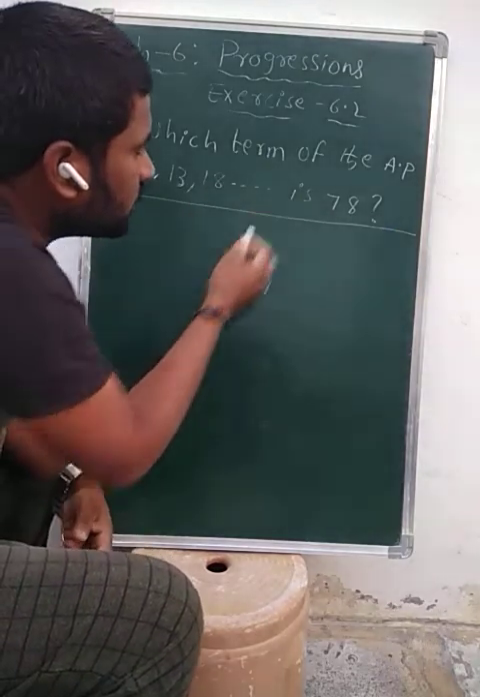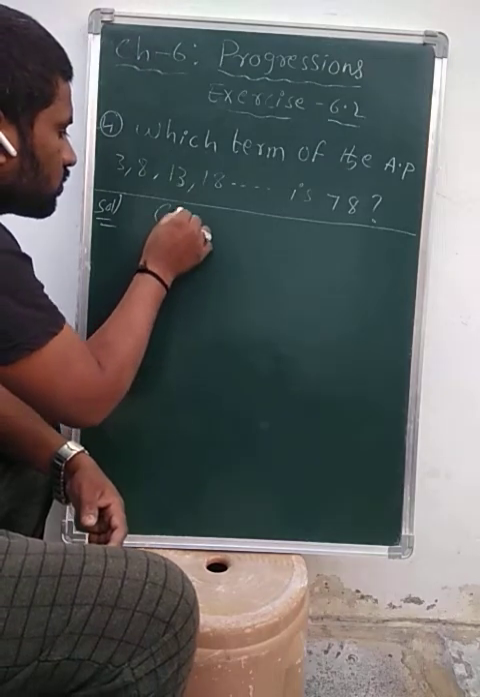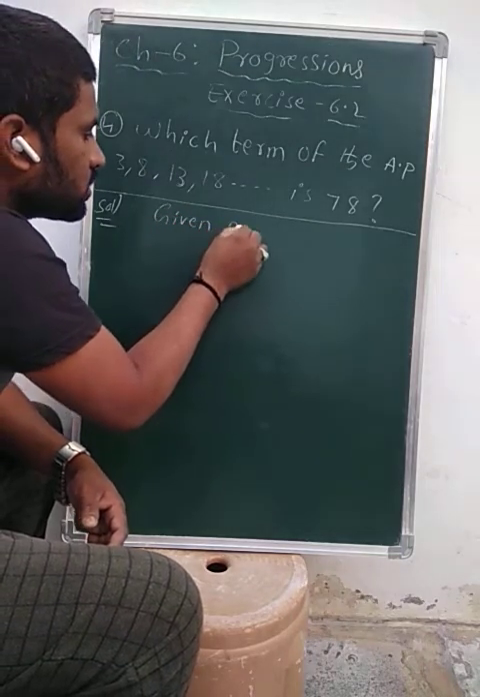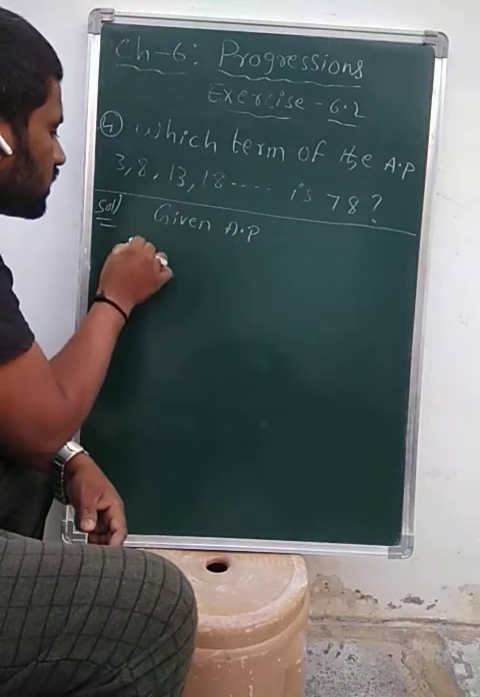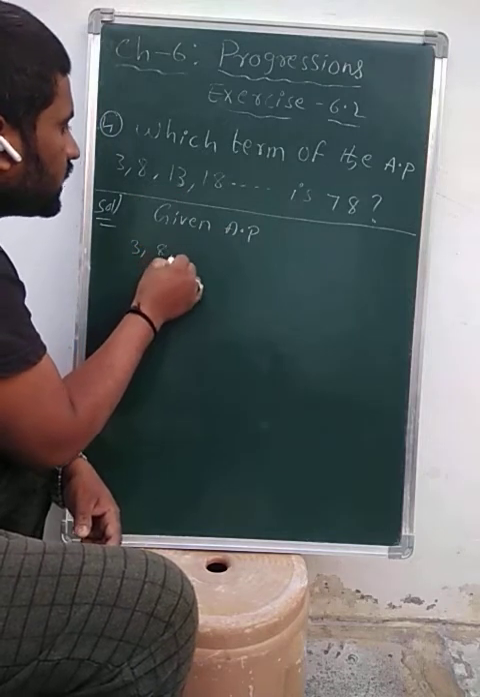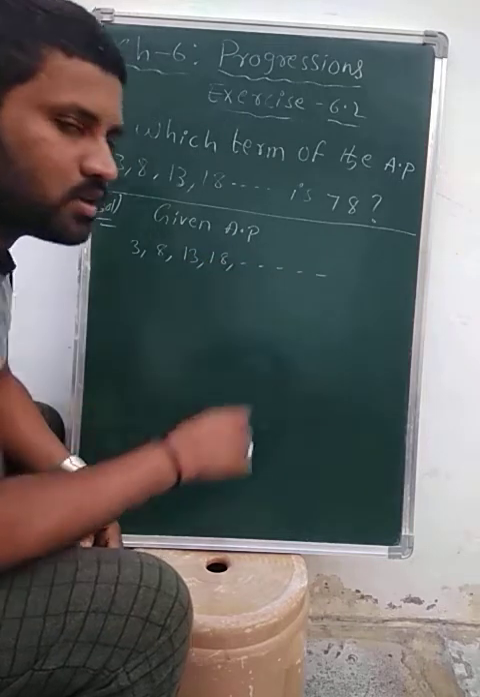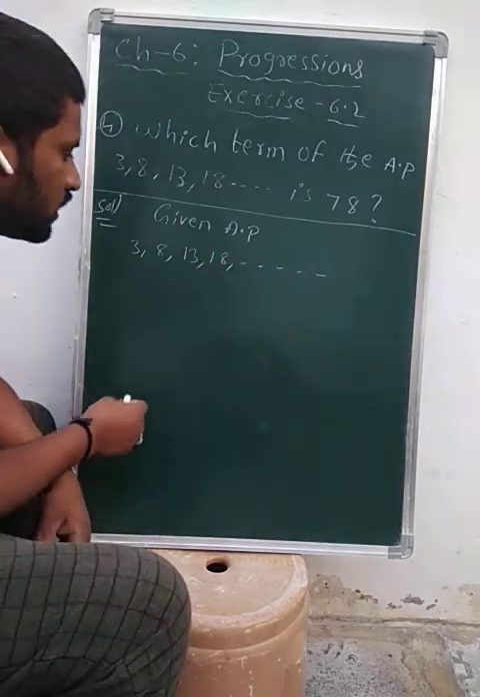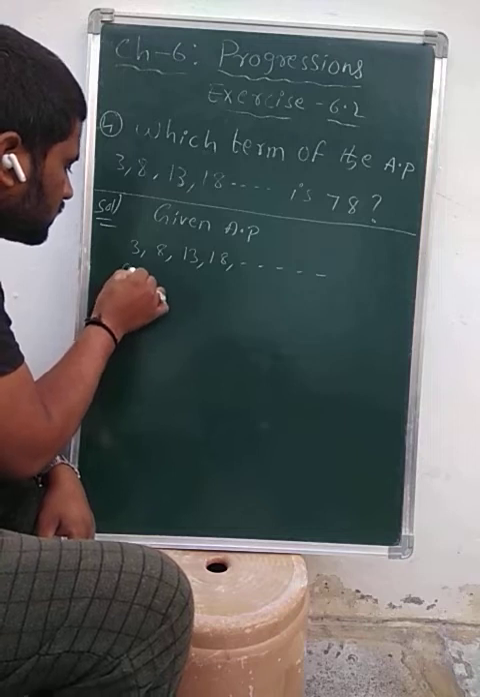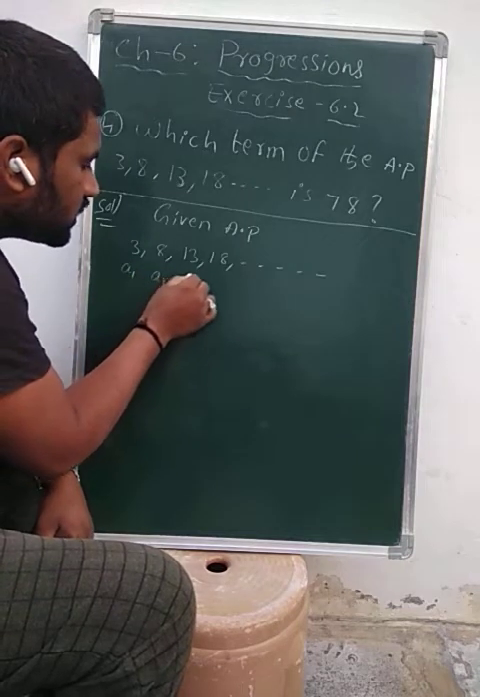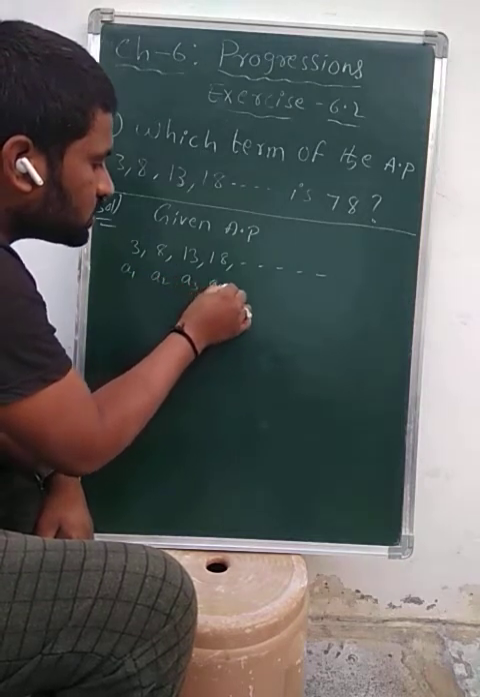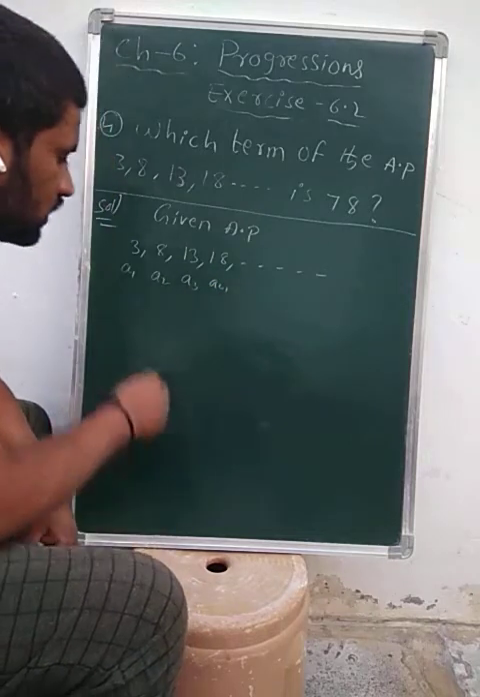What is the given AP? The given AP is 3, 8, 13, 18, and so on. Now we know this is the first term, this is the second term, this is the third term and this is the fourth term.